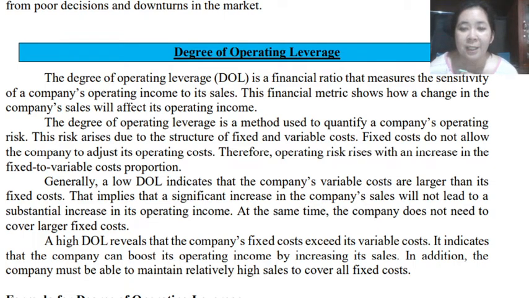So if there is an increase in sales, the variable cost will increase, but only by a minimum amount. Then the entity can increase their operating income. In addition, the company must be able to maintain relatively high sales to cover all of their fixed costs, so that they will still have an operating income and will not incur any losses.